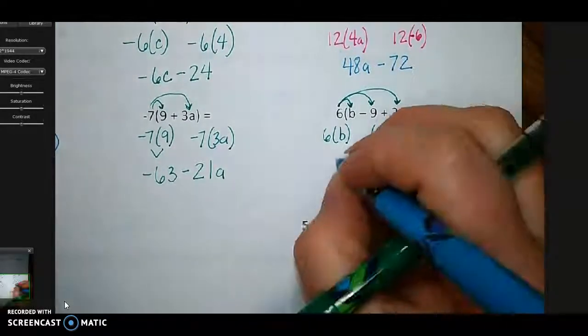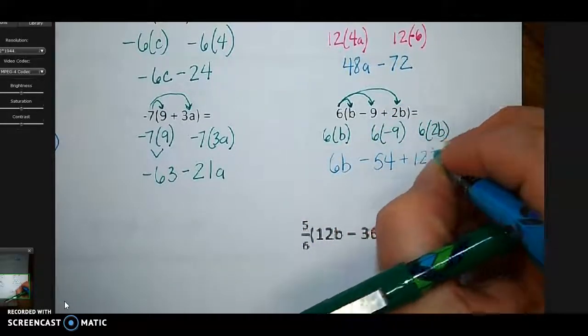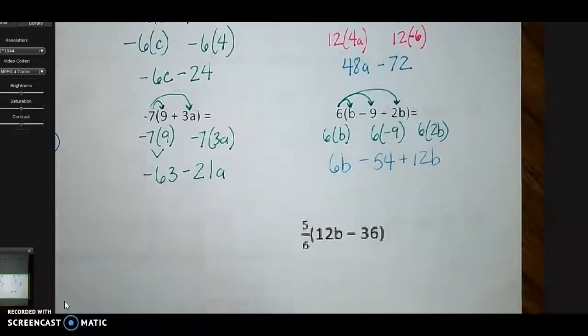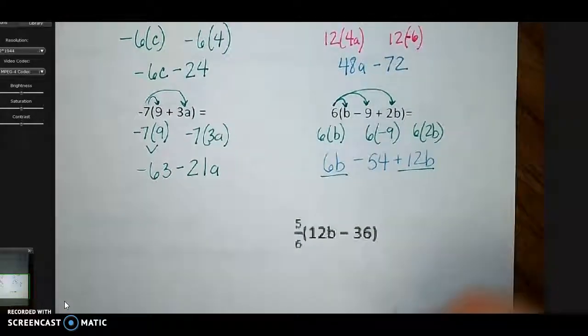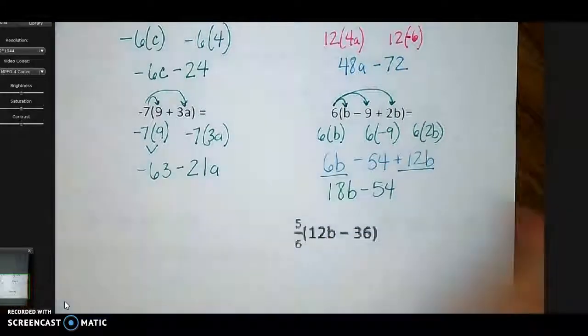Now when I do that, I'm going to get 6b minus 54, and then I get a positive 12b. And then you're going to think, oh, wait a minute, I need to combine like terms. So I have 6b plus 12b, which gives me 18b minus 54.